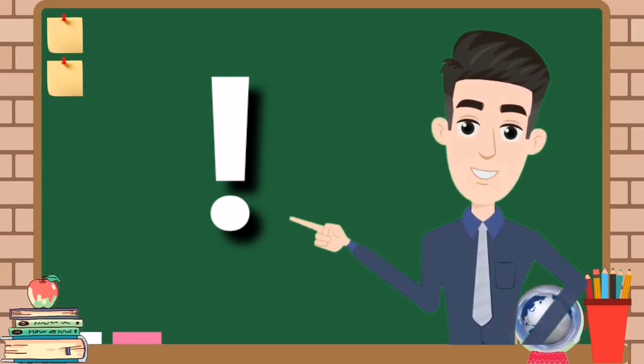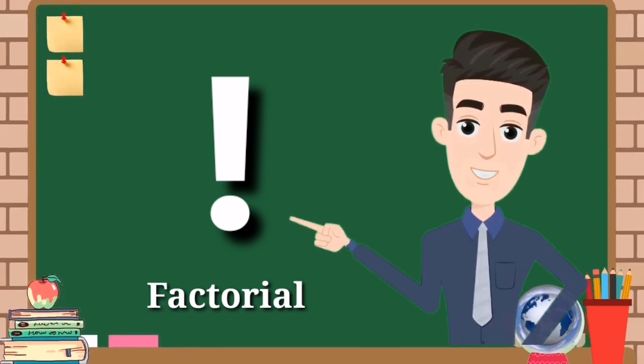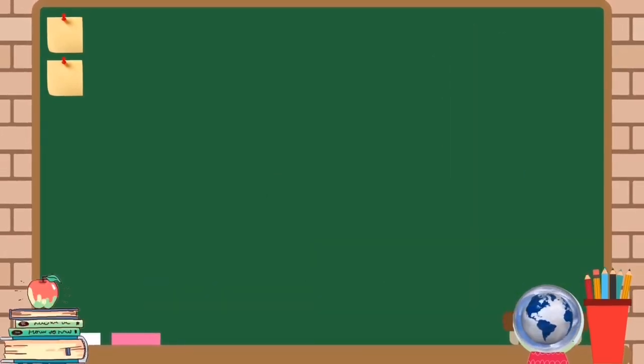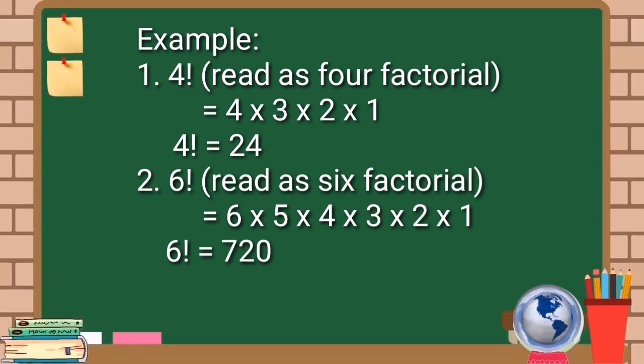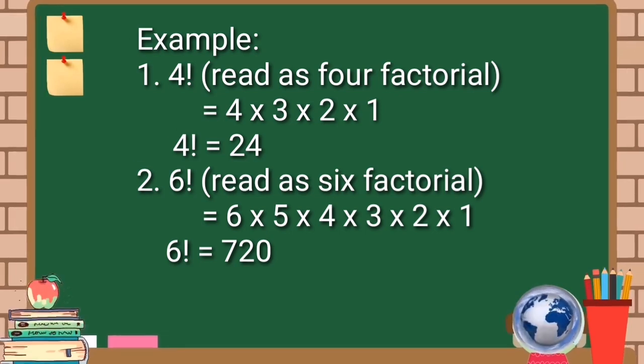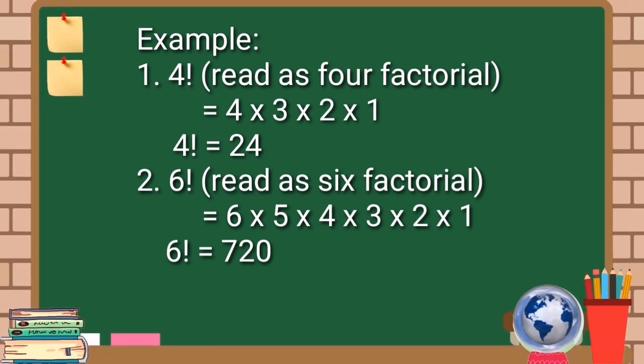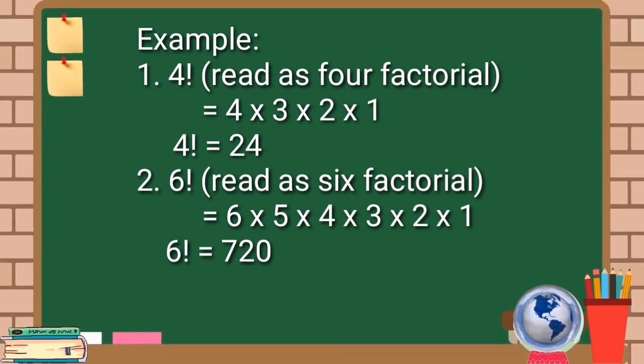But in mathematics, we call it factorial, and we use it in a different way. Example, number 1, we read it as 4 factorial. So how do we solve it? 4 factorial is equal to 4 times 3 times 2 times 1. 4 times 3 equals 12. 12 times 2 equals 24. 24 times 1 equals 24. So 4 factorial is equal to 24.